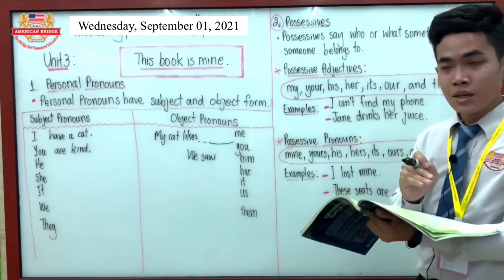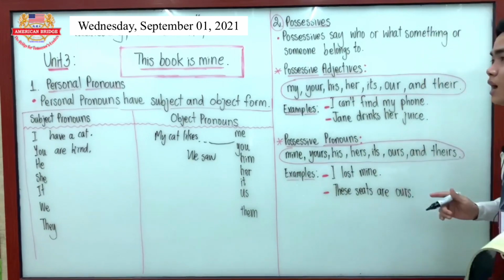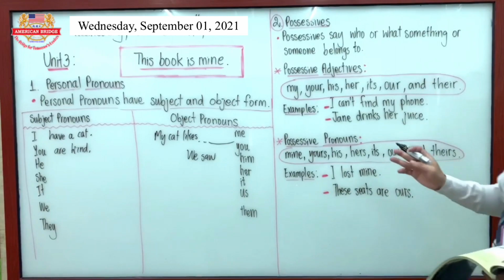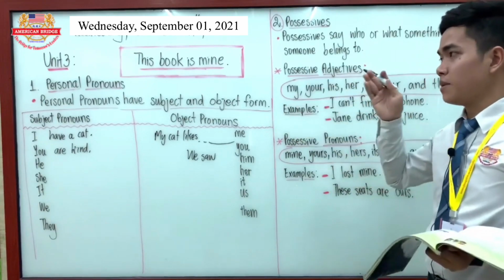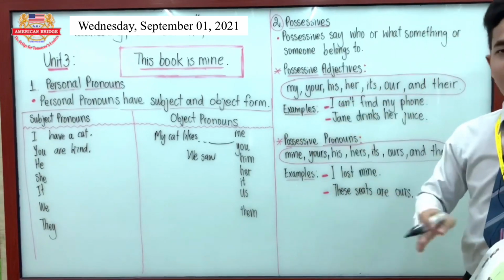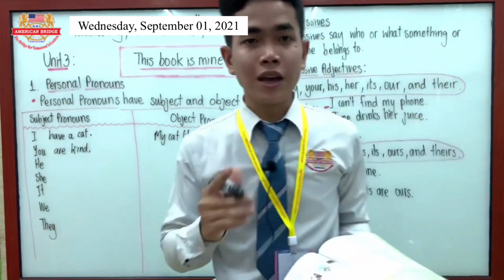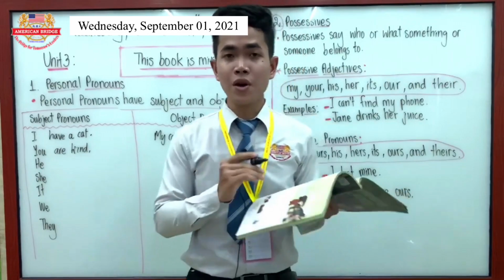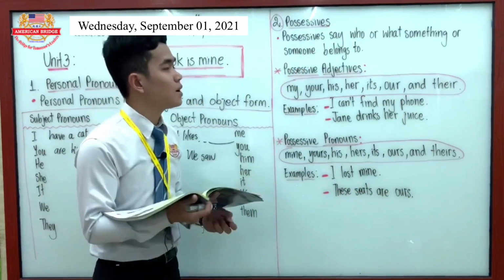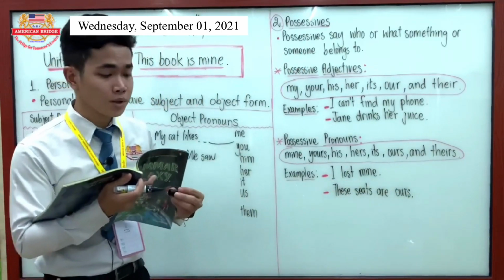All right, now let's finish our first part about personal pronouns. I think it's not really difficult for you to understand, right? Now let's move on to our next part, part 2. It is about the possessive. Actually, what is possessive, everyone?